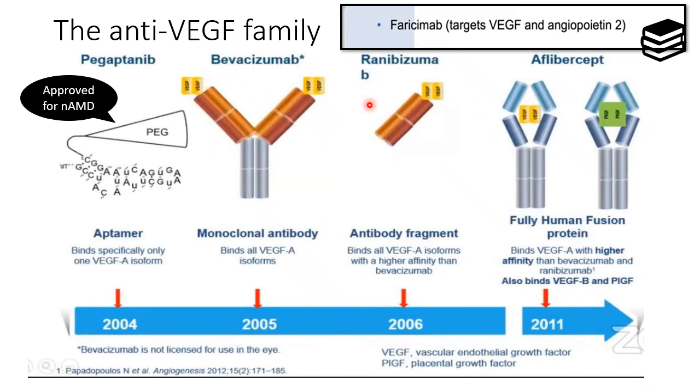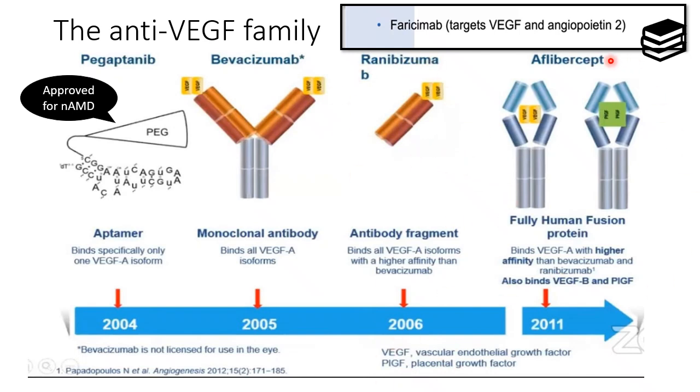Then came ranibizumab. What the scientists did was extract only the antigen binding site of bevacizumab, the Fab fragment, and thus this molecule became smaller in size. Ranibizumab binds all VEGF-A isoforms with a higher affinity than bevacizumab. It was introduced in 2006 and is an FDA approved drug.